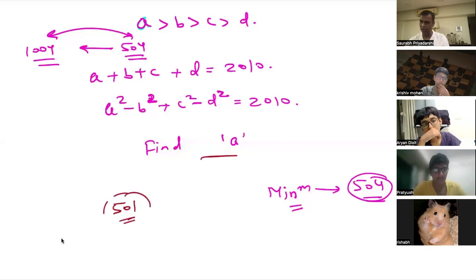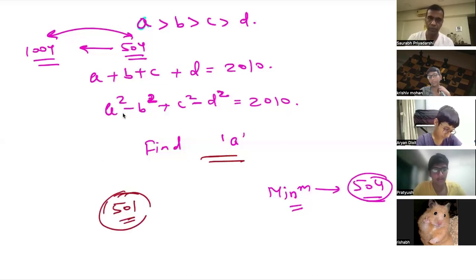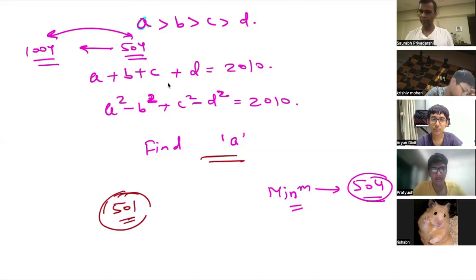Find A. Acha, you have to find A, possible values. हमारा values of A is 501, minimum value of A is 504 and maximum is 1004। 1005 आएगा मैक्सिमम वैल्यू। इधर C फिर 1 हो जाएगा ना, D के लिए क्या बाकी रहेगा? A, B, C, D मेरे को फिक्स करने पड़ेंगे ना?